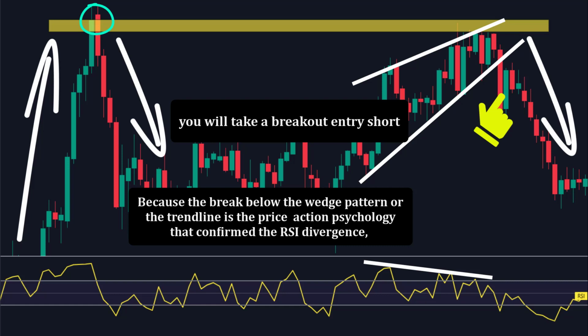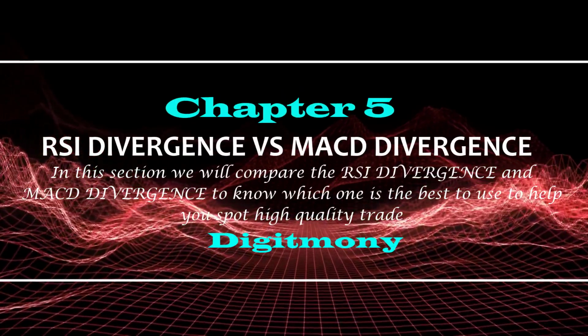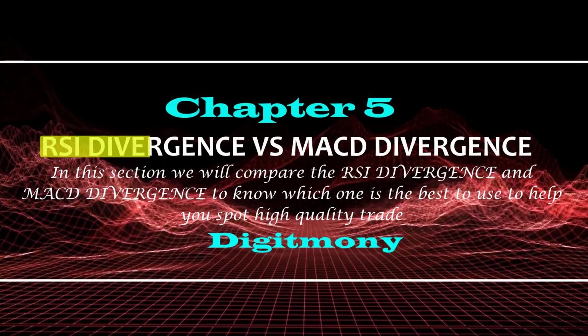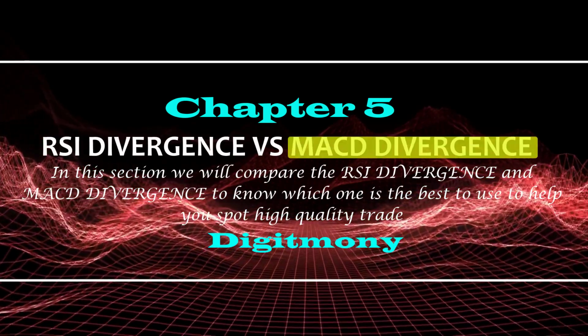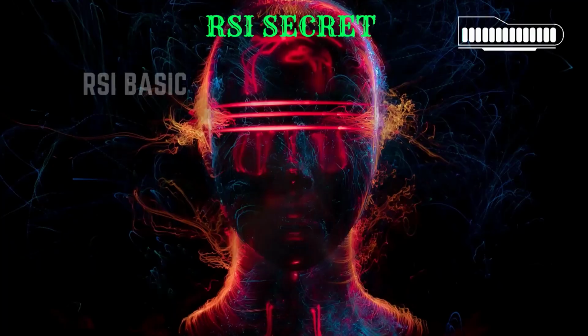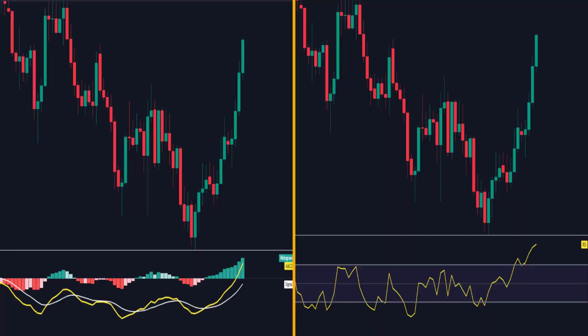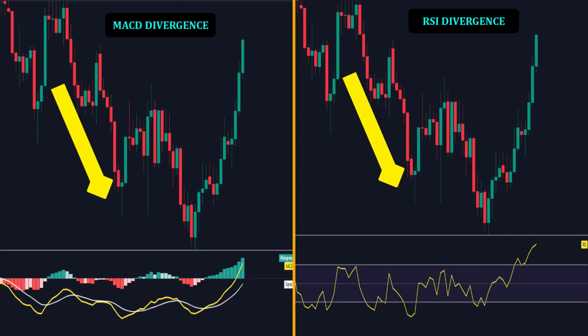Now the question almost all the traders get asked is, which is the best divergence? The RSI divergence or the MACD divergence? Let's use the price chart to show the divergence of both indicators. Here is an example of the divergence shown by the two indicators. The chart on the left shows the MACD divergence, and on the right is the RSI divergence of the same asset. You can see that when the price came down, it hit and reversed.